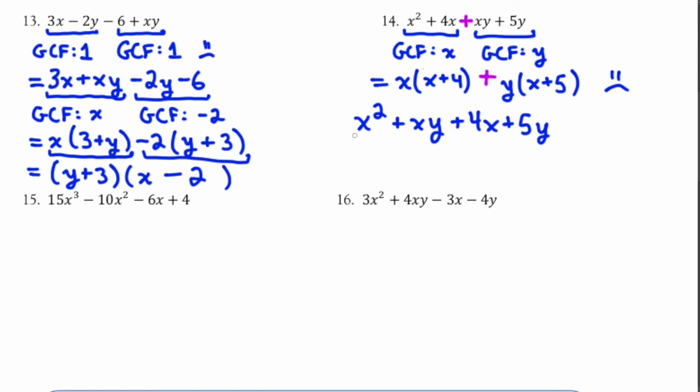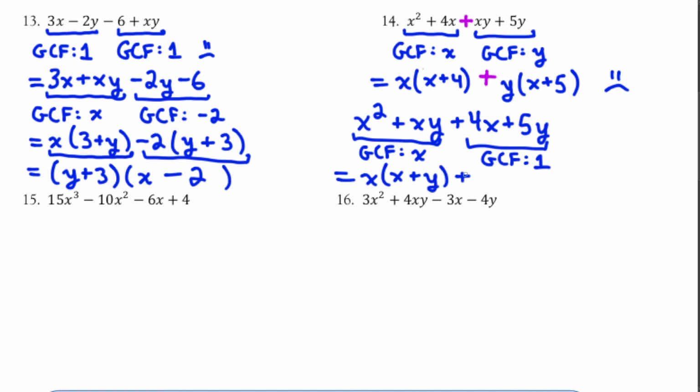Let's put the xy over with the x squared. When I do this, the first two terms now have an x in common, and the second two terms have nothing in common. Well, this is still pretty useless. When I factor x out, I get x times x plus y, and then the second term has 1 times 4x plus 5y. I can factor a 1 out, but again, my two groups don't have anything in common. So what I would say here is this does not factor. I basically tried factoring by grouping, and it didn't work out.